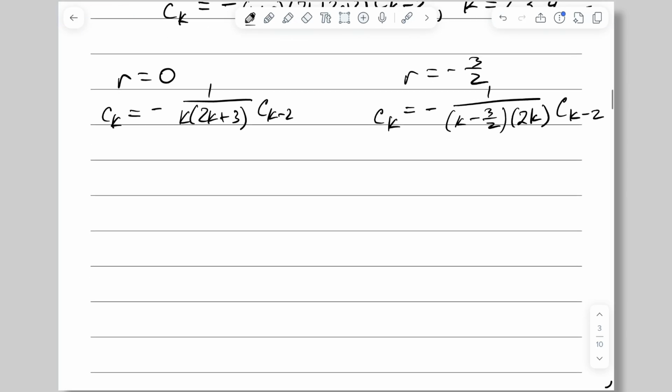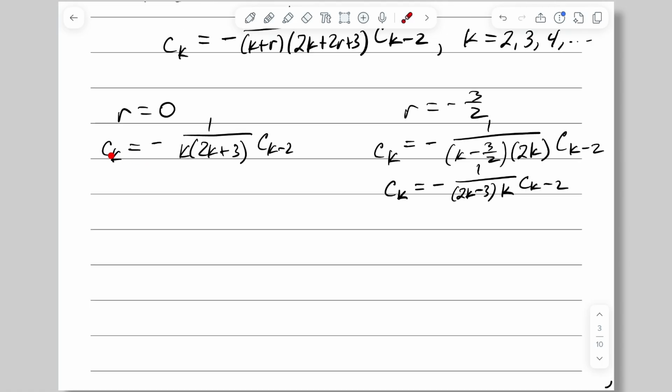Rather than leaving that second denominator the way it is, it's got a fraction in it, but 2k has a factor of 2 that I can use to distribute in there. So I'm going to rewrite this as c sub k is equal to negative 1 over the quantity of 2k minus 3 times k, c sub k minus 2. So you see we have two recurrence relations, one for each value of r.